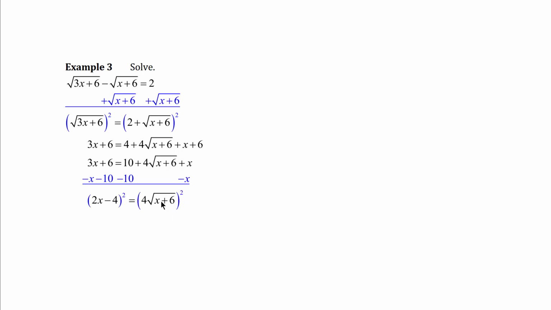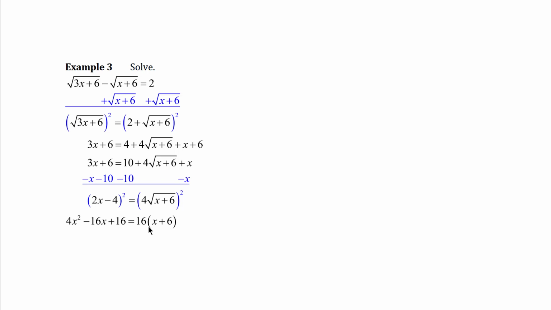On the left-hand side, we have a perfect square, so we can multiply this out using the perfect square formula. 2x squared is 4x squared. 4 squared is 16. Multiplying 2x and negative 4 together, we get negative 8x. Doubling it, we get negative 16x. Squaring the right-hand side, we get 16 times the parentheses x plus 6. So the result is 4x squared minus 16x plus 16 equals 16 times the parentheses x plus 6.